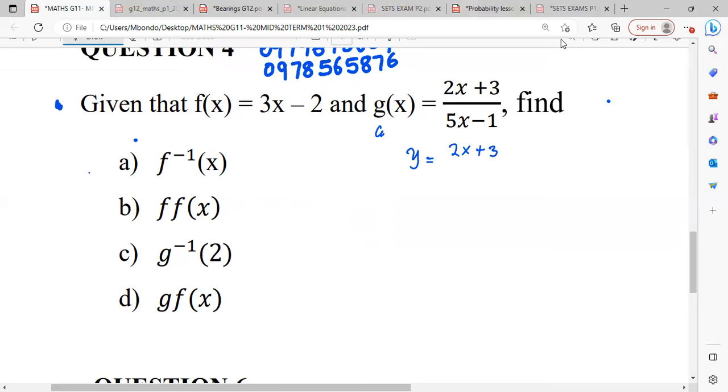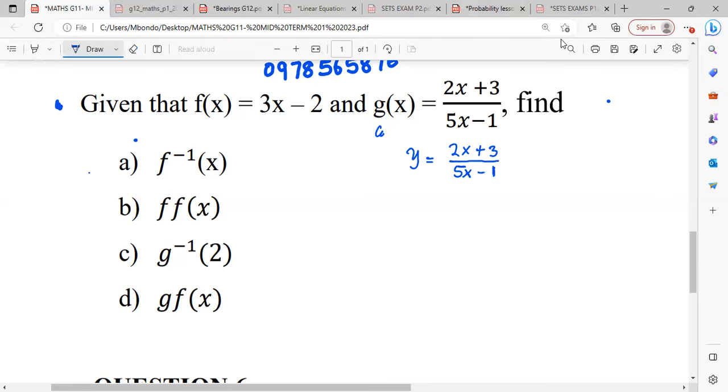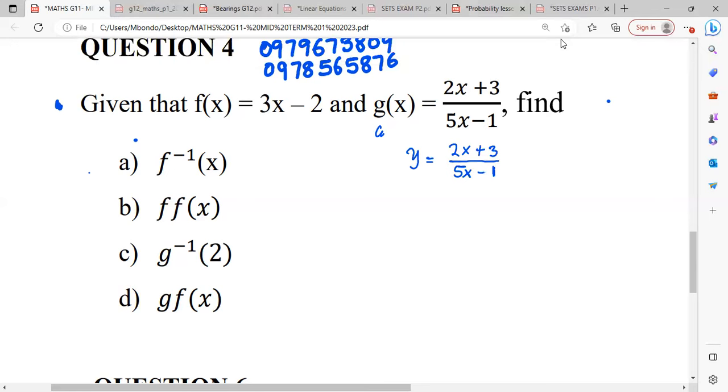So then we have 5x minus 1. Okay. Now, once you've done this, the next thing that you're supposed to do is to solve for x. What do we mean by solving for x? You make x the subject of the formula. So to make x the subject, this is x here, not y, 5x. It depends on how you want to do it.